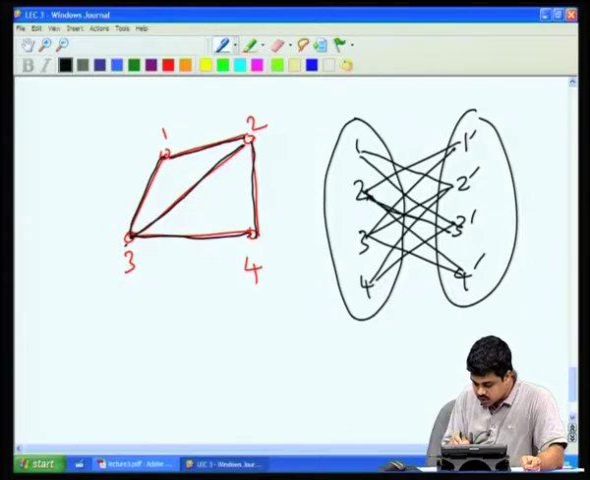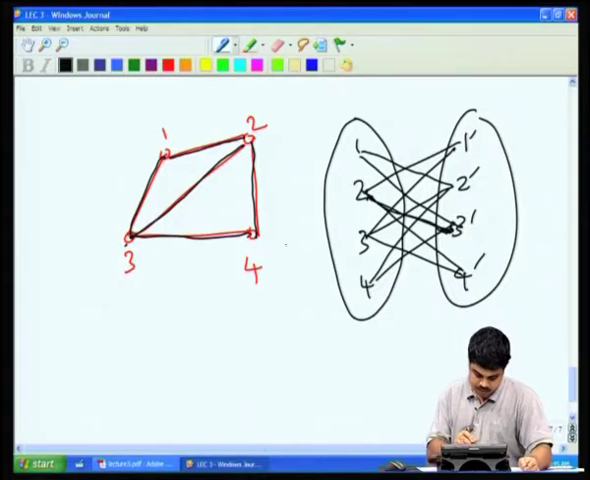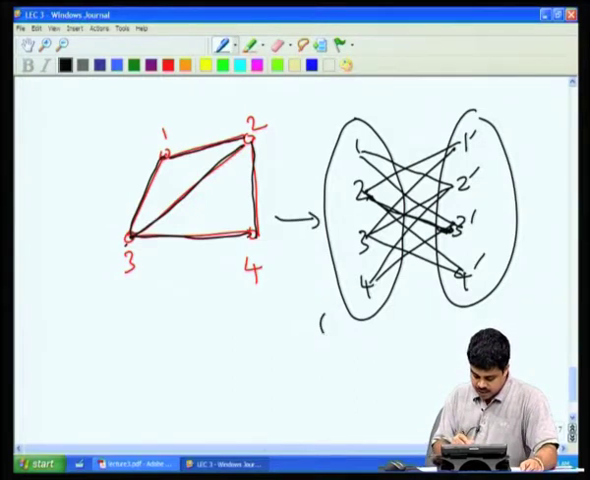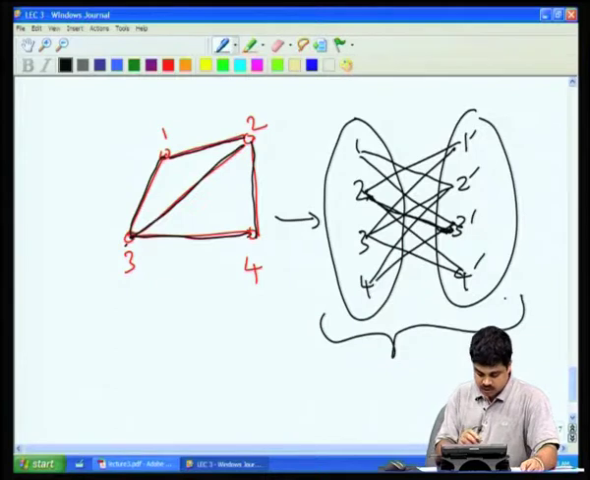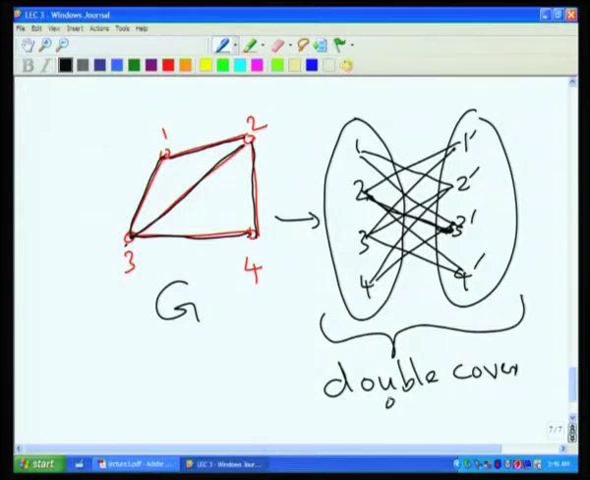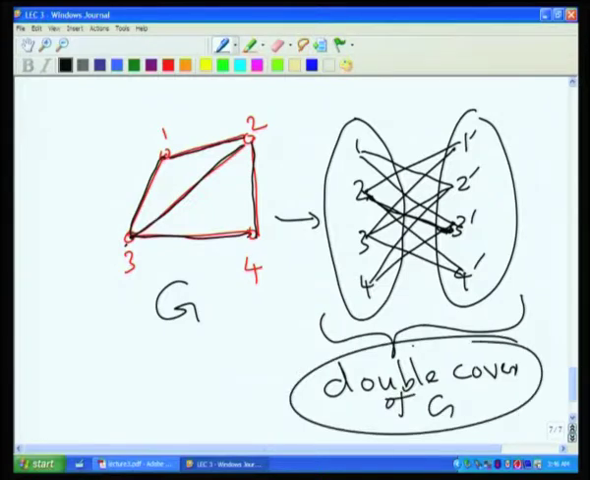This is the bipartite graph which is associated to this graph. The bipartite graph we associate with this graph G is called a double cover. This is the word which we use, double cover of G.